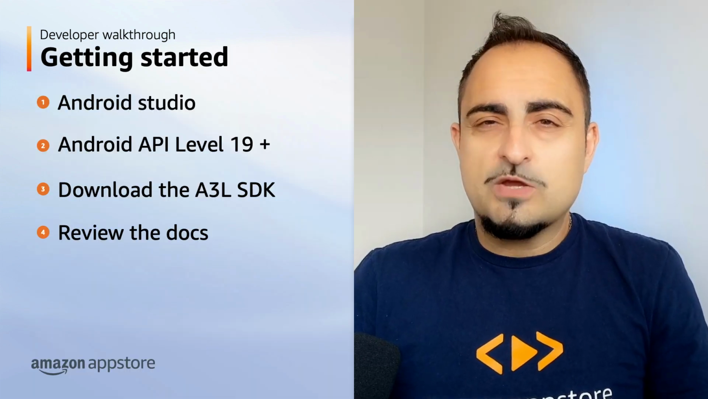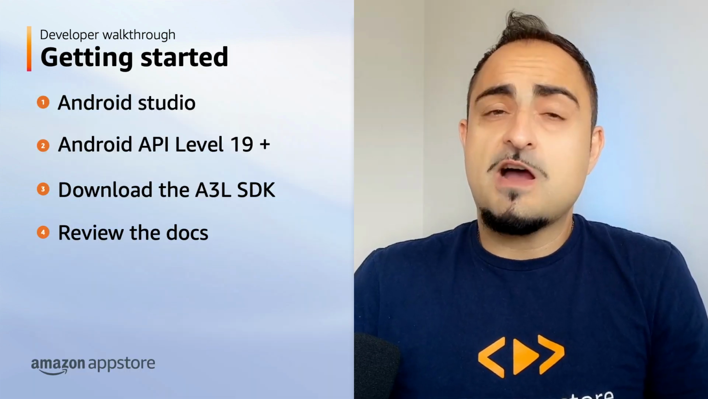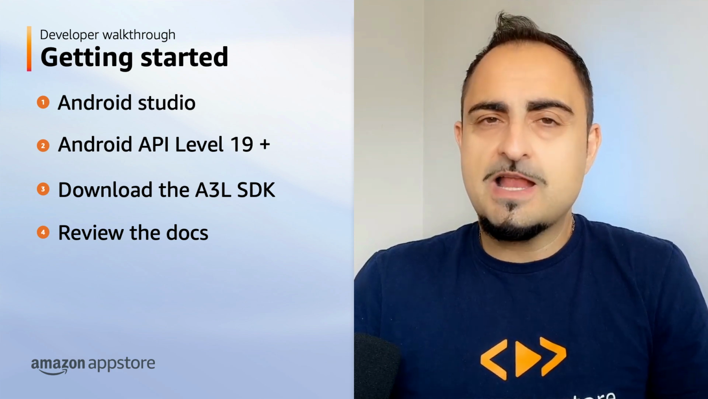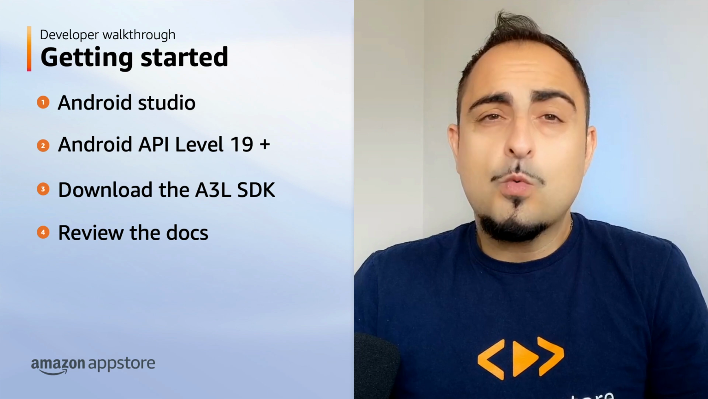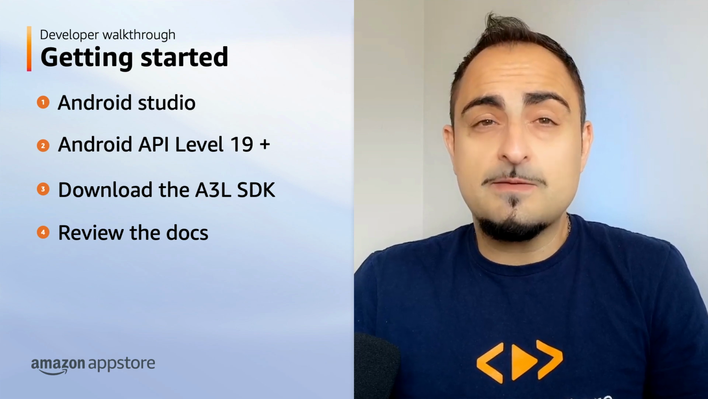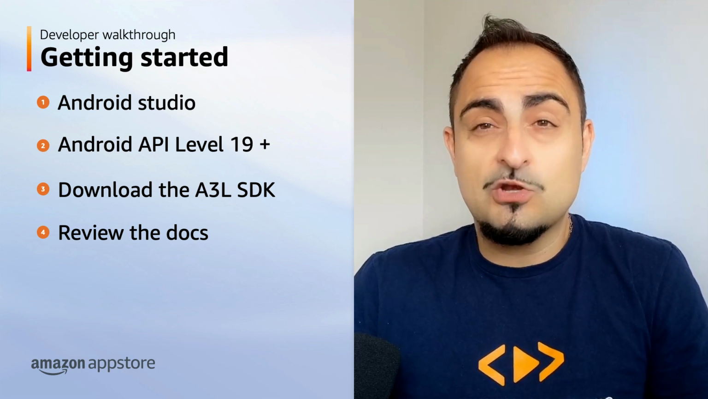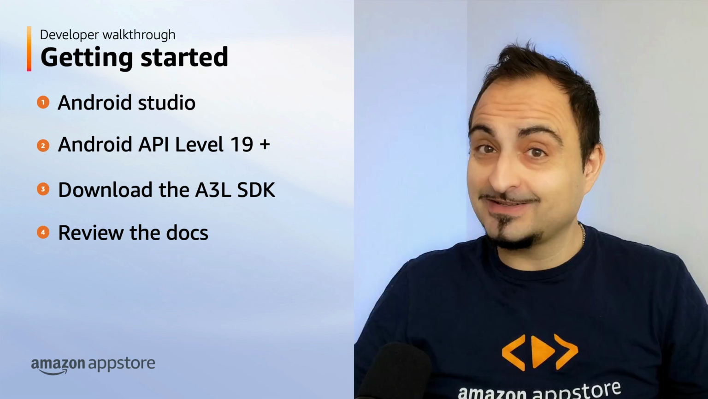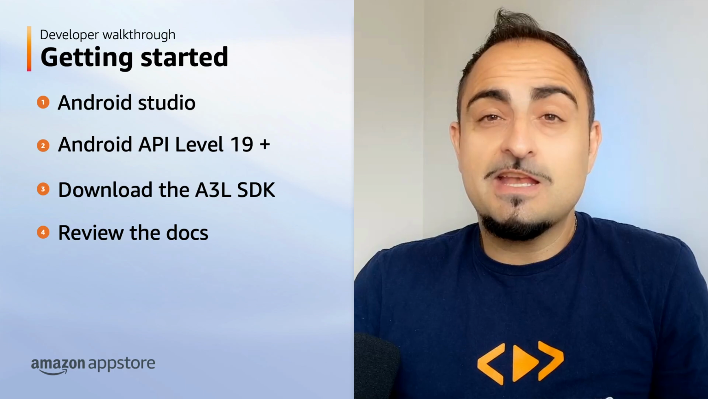To get started with the Authentication SDK, you will want to have Android Studio installed and an Android-compatible device with Android API 11.19 or greater. When you download the SDK, you will find a sample app and API references in order to follow along in the developer docs. Now I'm going to show what it's like to integrate the SDK in Android Studio.